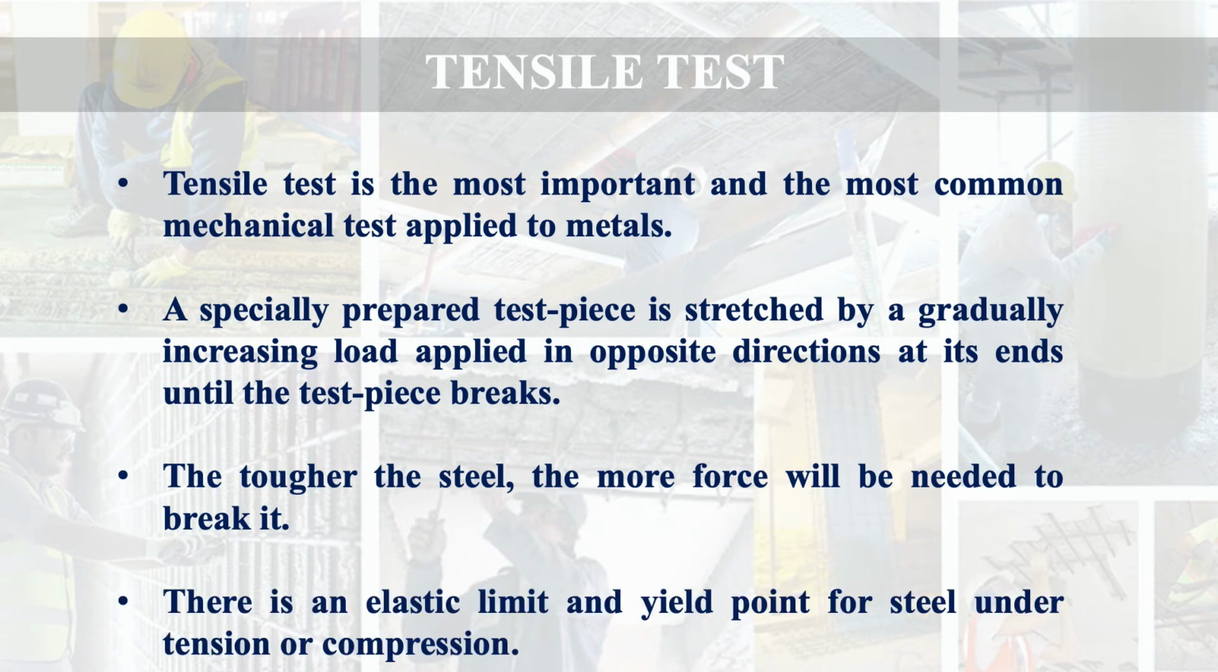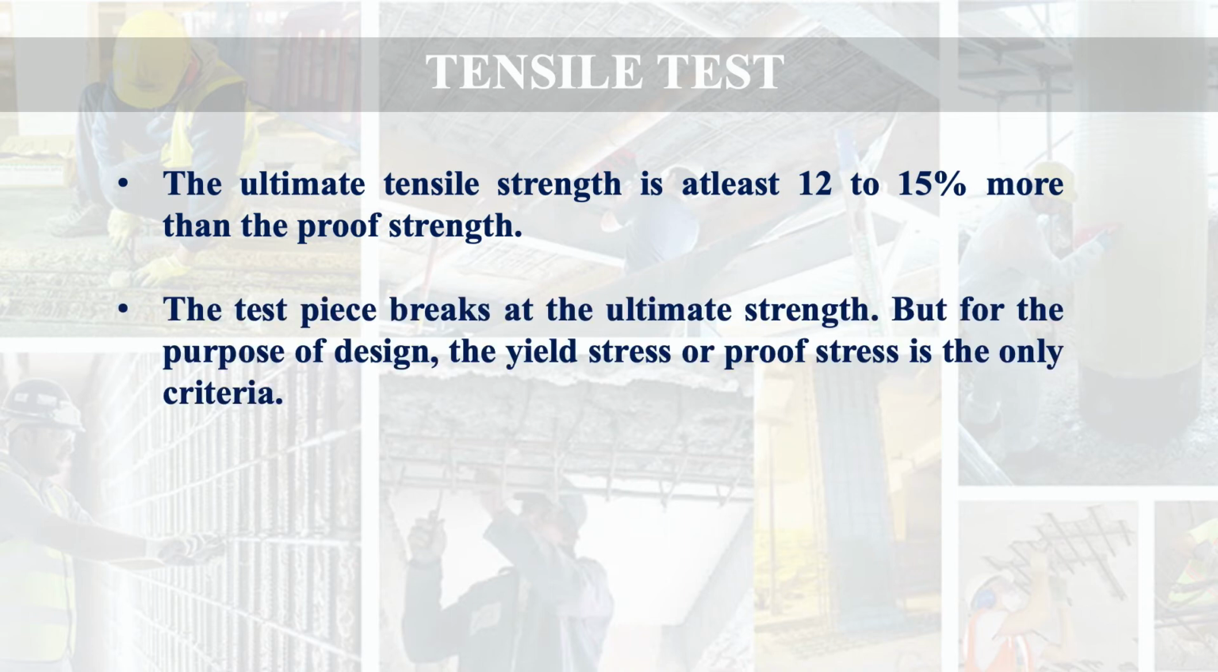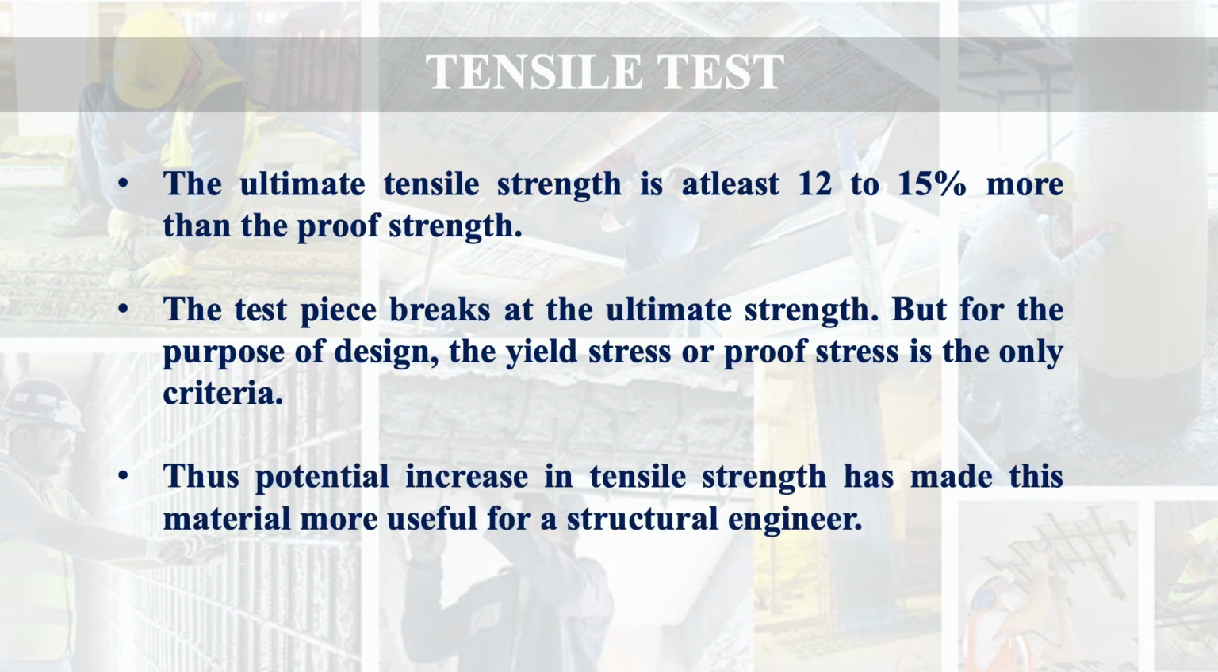There is an elastic limit and yield point for steel under tension or compression. The ultimate tensile strength is at least 12 to 15% more than the proof strength. The test piece breaks at the ultimate strength, but for the purpose of design, the yield stress or the proof stress is the only criteria. Thus, potential increase in the tensile strength has made this material more useful for a structural engineer.